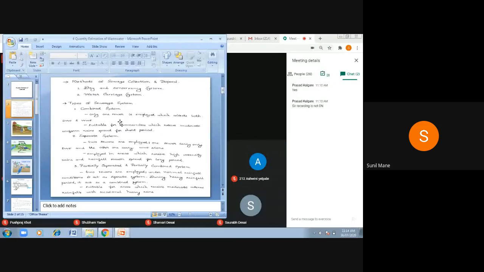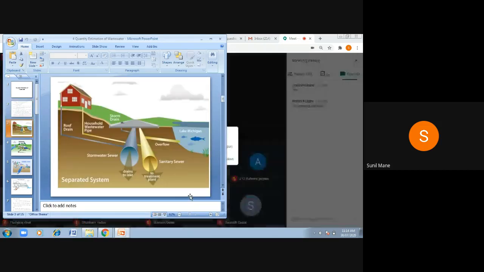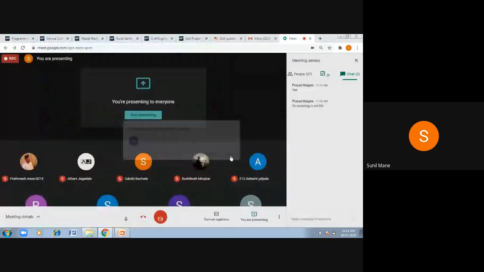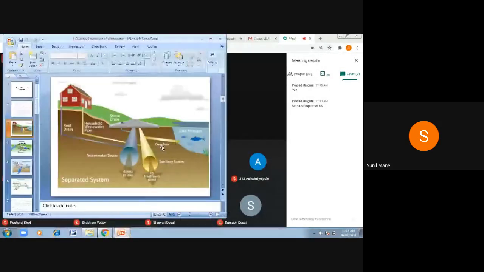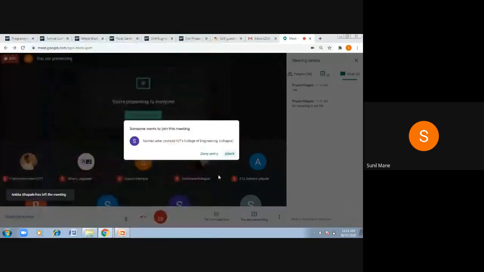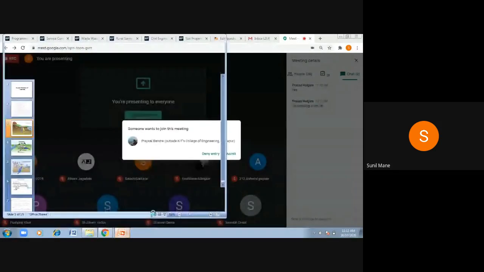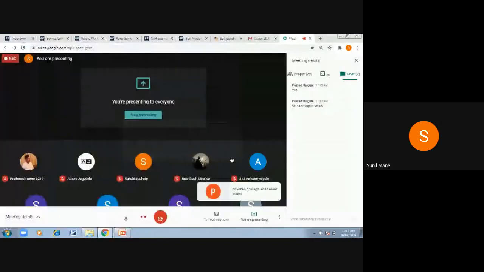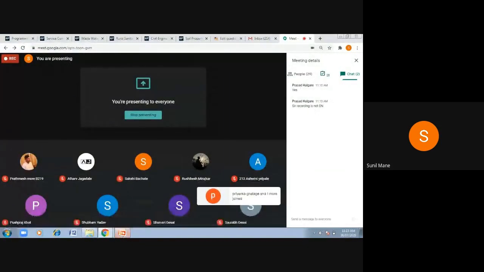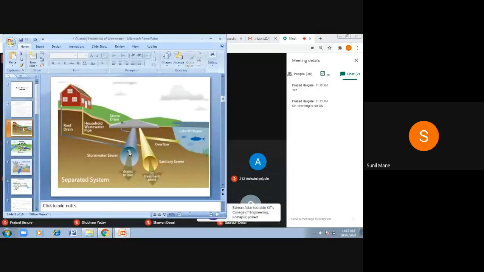Okay, now in case of the types of systems, we do have the combined system, separate system, and partially separate system. Now the case of the combined system you can see in the next one. So this one is the separate system. Separate system means whatever drains are there, those drains are separate, right? Those are separate drains.